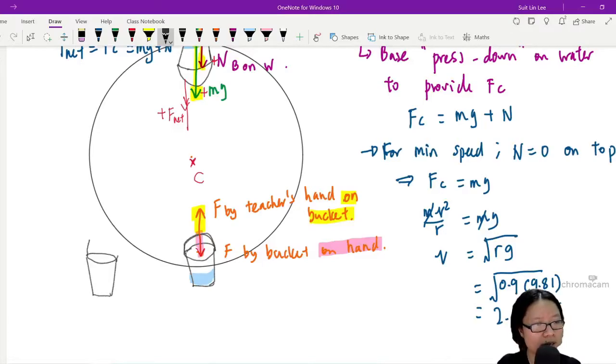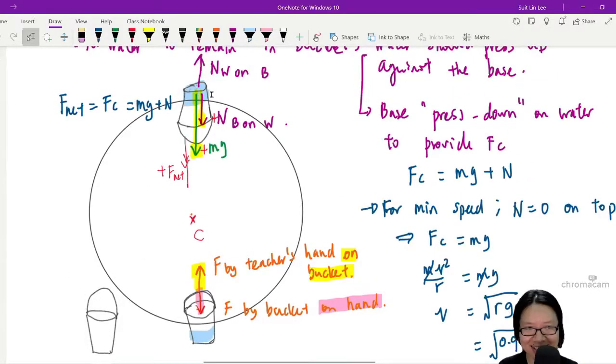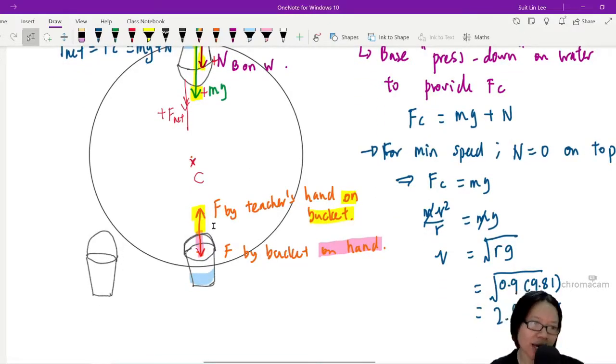So this is the bucket, this is the handle. Now I don't care about the water. Okay, newsflash, this is all about the bucket. Not the water, but the bucket. Previously up here, we looked at the water. Teacher, why don't you care about the water? Because the teacher's hand that is swinging the bucket is not touching the water. Teacher's hand is touching the bucket, so I care about the bucket. Because if I can find the force on the bucket, I can find the force on the teacher's hand, Newton's third law.